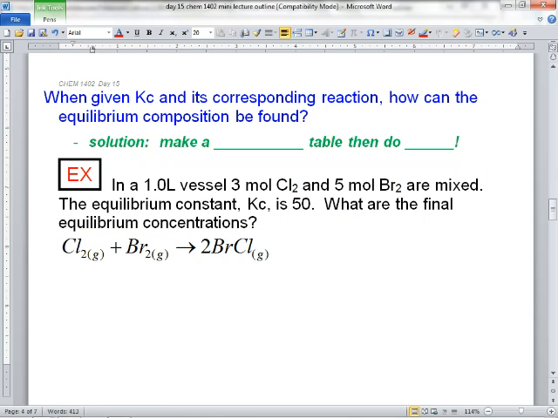This is the next type of question. They're going to give us a Kc, but what they want to know is the equilibrium composition. It's helpful to visualize what composition is. You're going to draw a box around your final answer, Shelby. What are you drawing a box around? The equilibrium composition, but what is that?